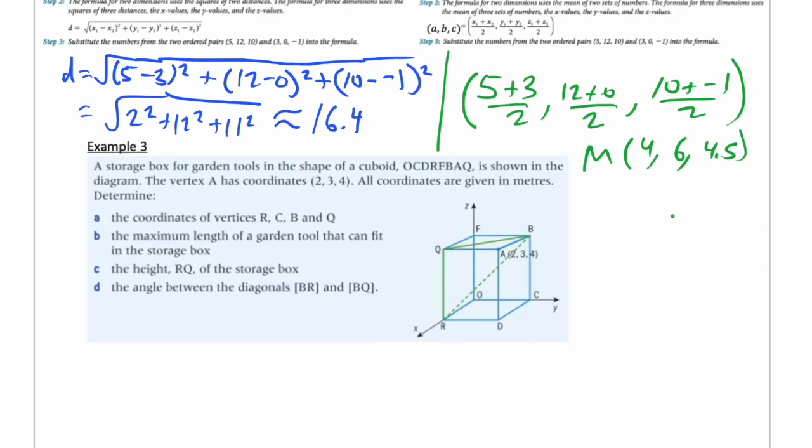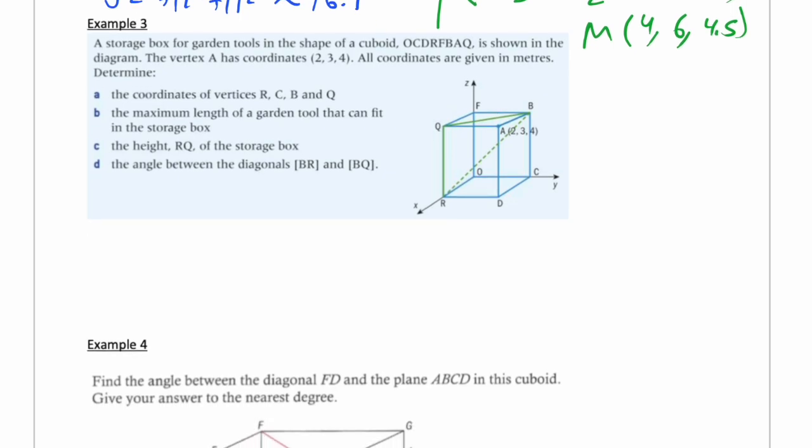Okay, let's look at a couple of examples here. This is a box. They give you that this is the origin over here, and they give you vertex A, which is right there. So you can figure out the coordinates of all the other ones. So if you start, the origin is 0, 0, 0. To get to R, you just go 2 in the x direction. Because A is at 2, 3, 4, that means it's 2 in the x direction, 3 in the y direction, 4 in the z direction.